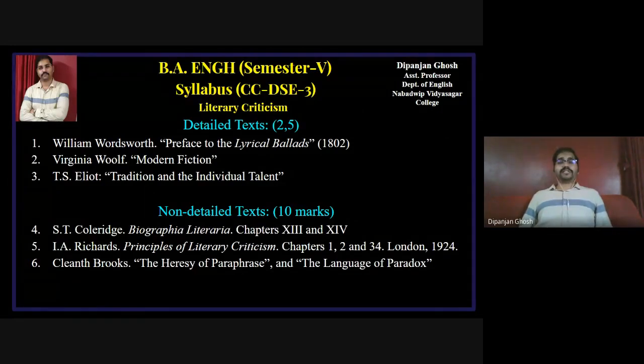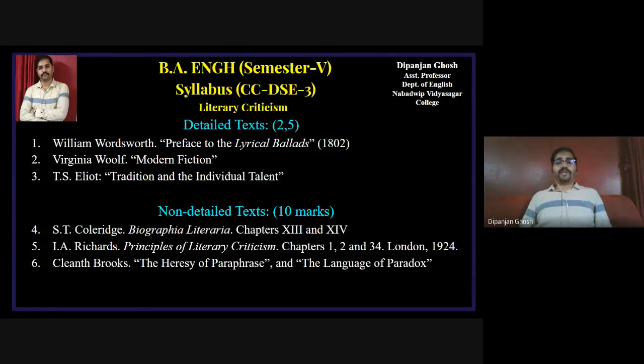Under the non-detailed text section, as you can see, there are these three texts: Preface to Lyrical Ballads, Modern Fiction, and Tradition. Ultimately, you have to go through them in detail because the 2 marks question will certainly come, right? So far as non-detailed texts are concerned, you will find S.T.